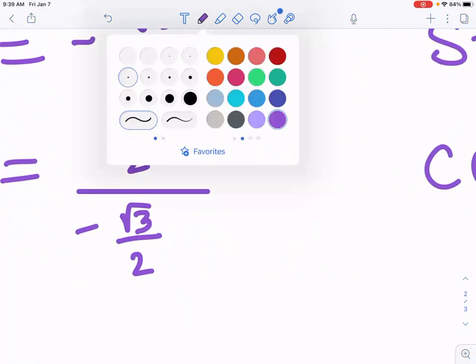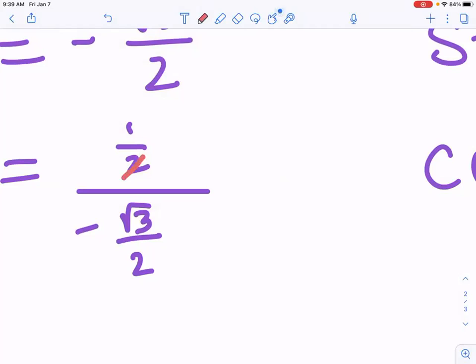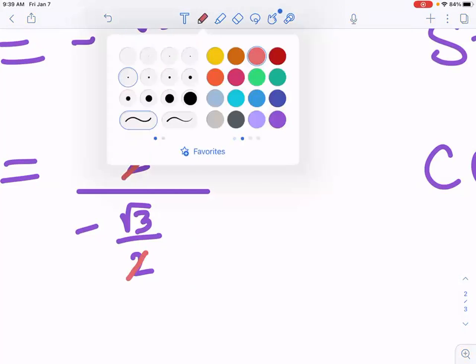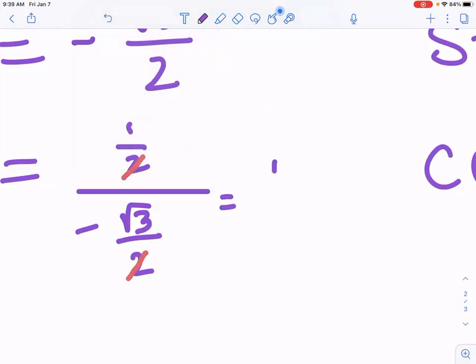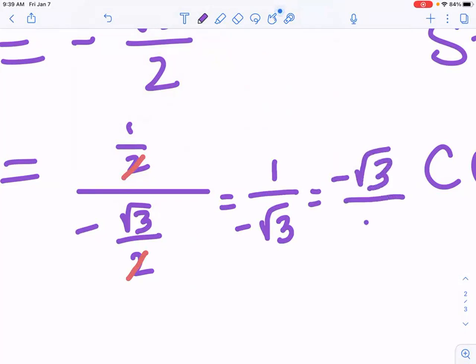All right, well, what happens here? Okay, these 2's are going to cancel out, and we are going to be left with 1 over negative radical 3. Am I going to allow you to leave your expression like this? You need to rationalize to negative radical 3 over 3.